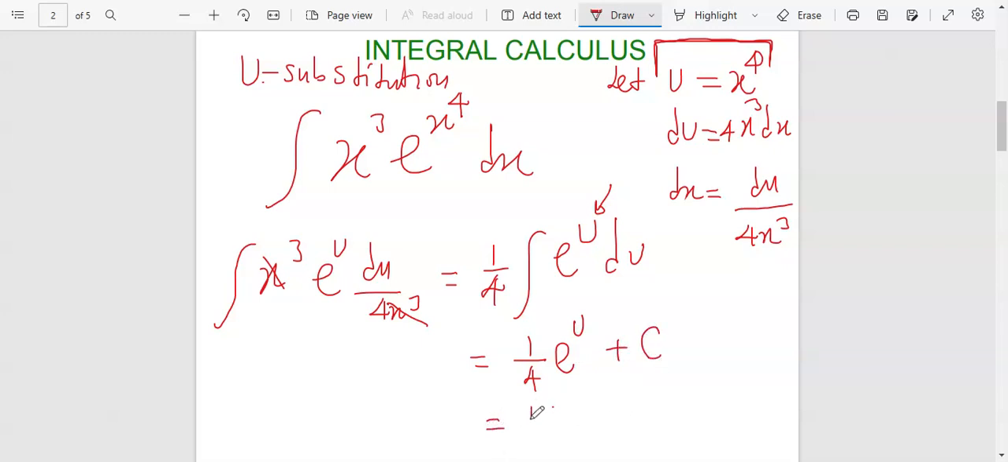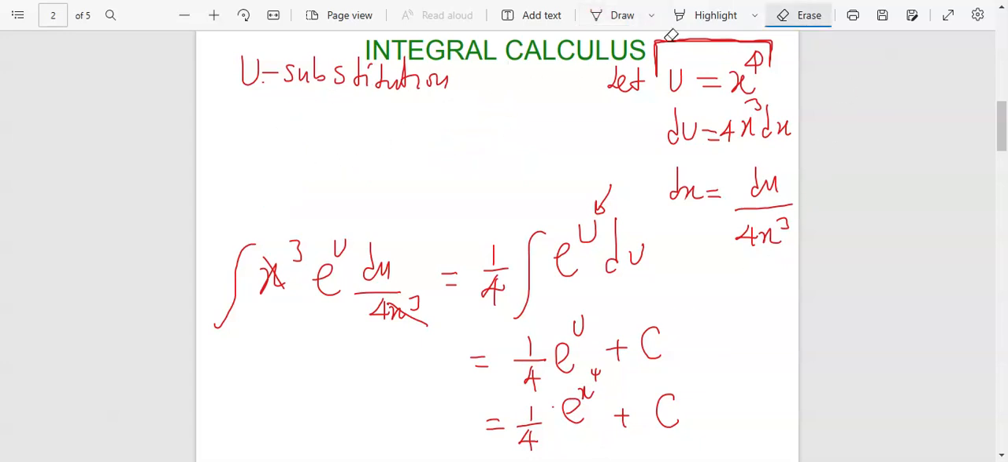So this is going to be 1 over 4 e, and then you substitute back what is u. u is x to the power 4. Then add the constant c. So this is the integral of this one. Is this okay? Okay, we can look at one more question on u substitution.